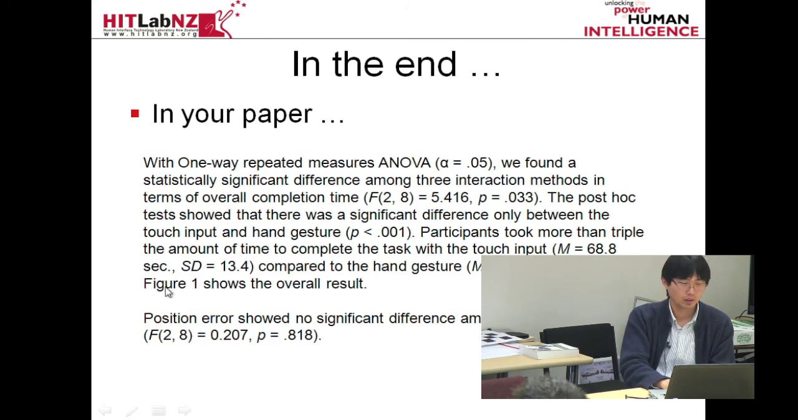And then if you have a chart, such as a bar chart, then you can refer to a figure that shows the summary of the results. And if you had no significant results, then you have to report, unfortunately, in a very simple way, saying position error showed no significant difference among the 3 interfaces.